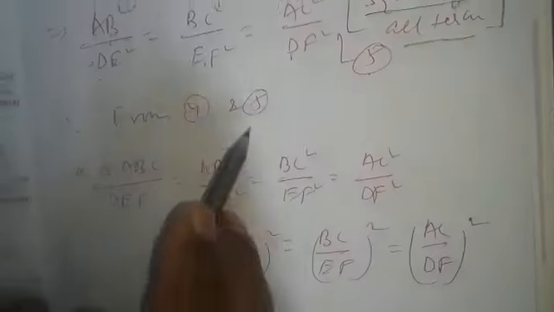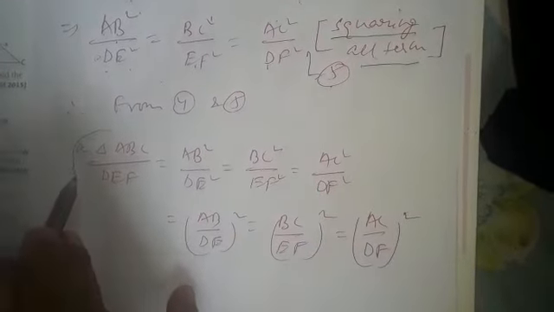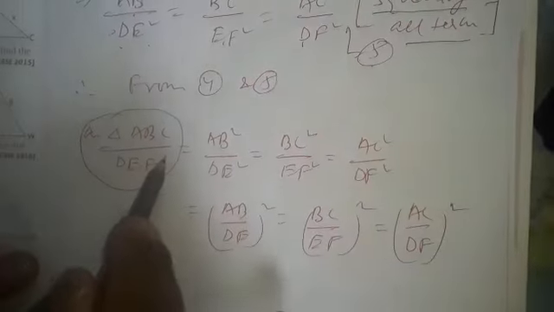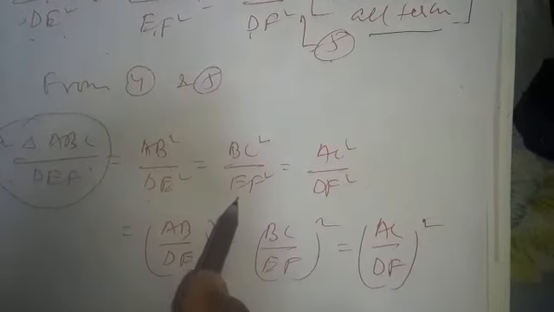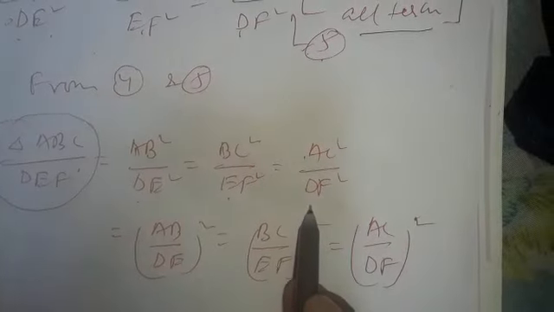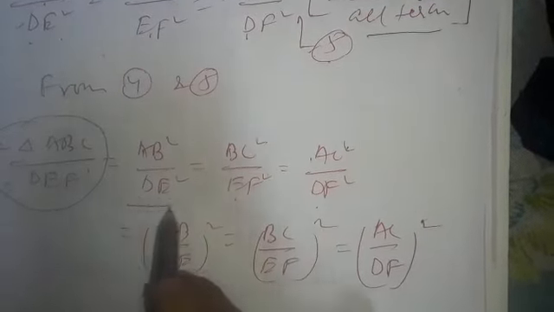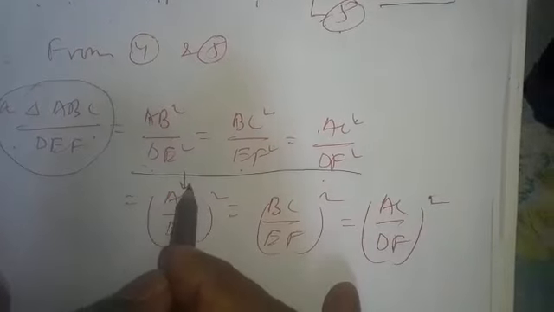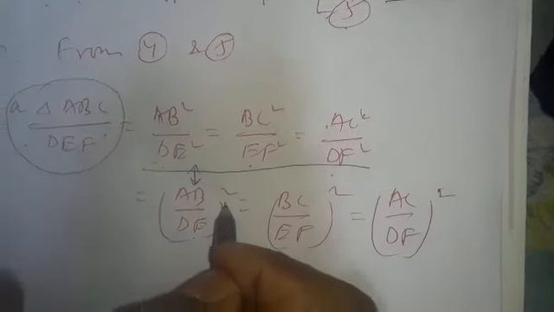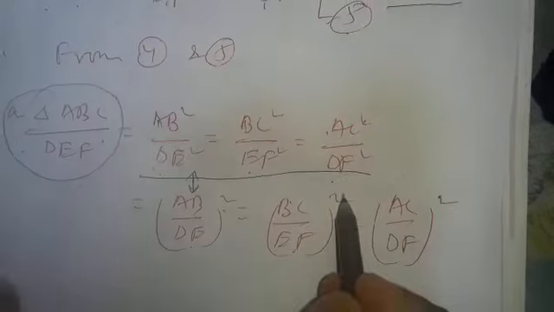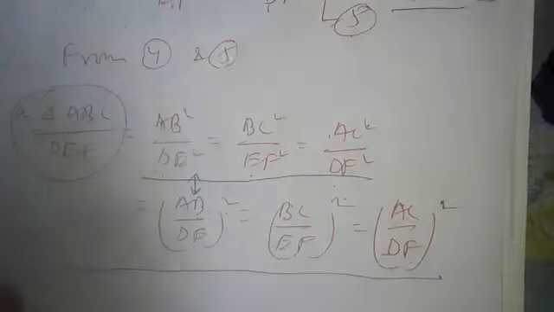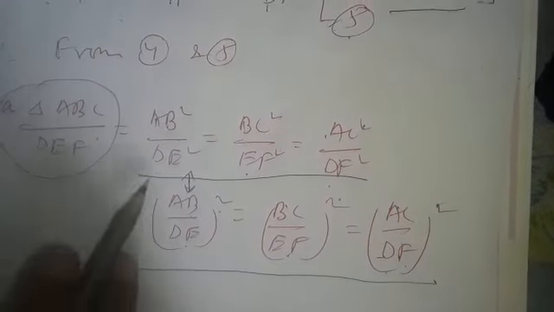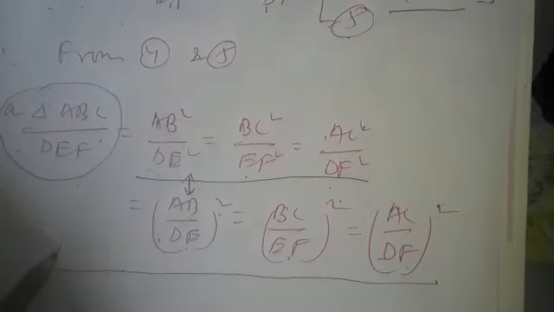Now if we compare equation number 4 and 5, we see that area of triangle ABC by area of triangle DEF is equal to AB square by DE square, is equal to BC square by EF square, is equal to AC square by DF square. The same can be expressed in this form also: (AB by DE) whole square, (BC by EF) whole square, and (AC by DF) whole square. Whichever form you want to prove, you can, so you have obtained both parts of the theorem.